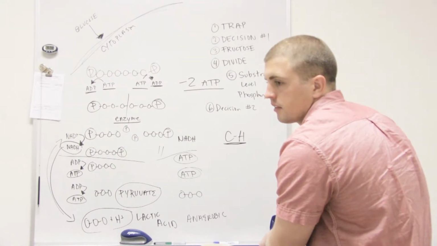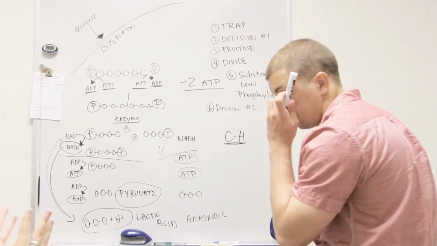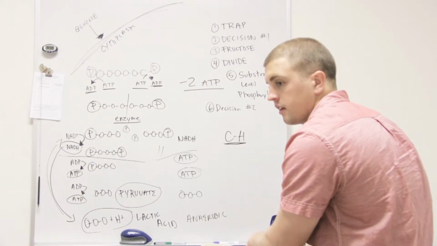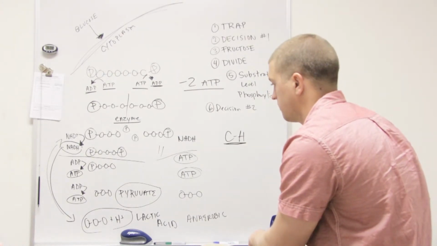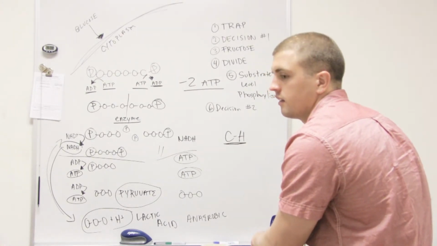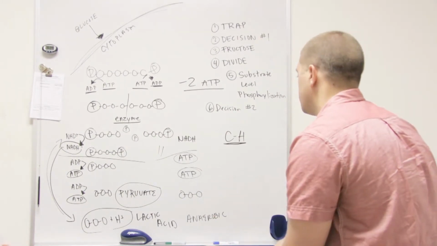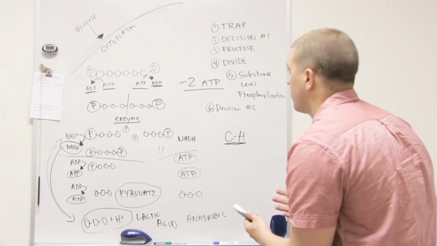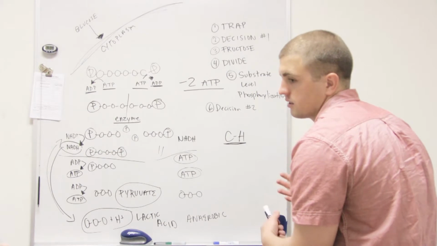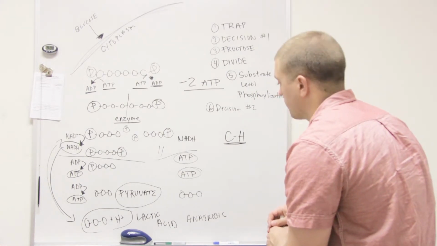So 3 carbon plus a hydrogen, that's lactic acid, right? Yep, it's lactic acid. And that's anaerobic. So you produce a lot of lactic acid when you are doing anaerobic stuff, when oxygen is not available.